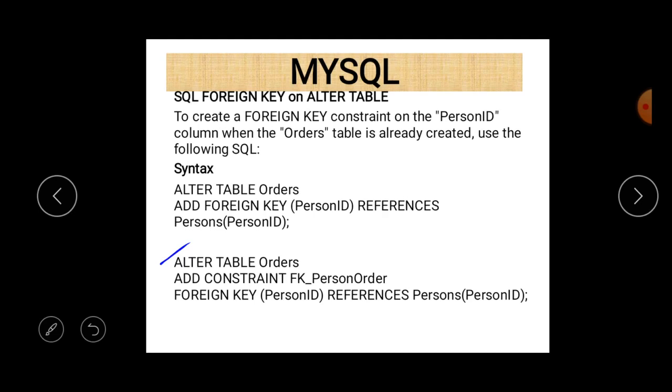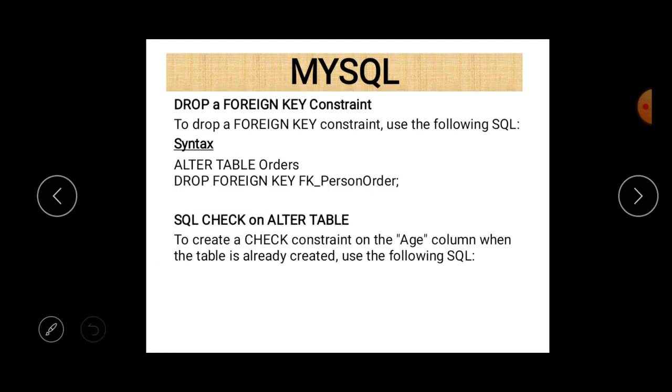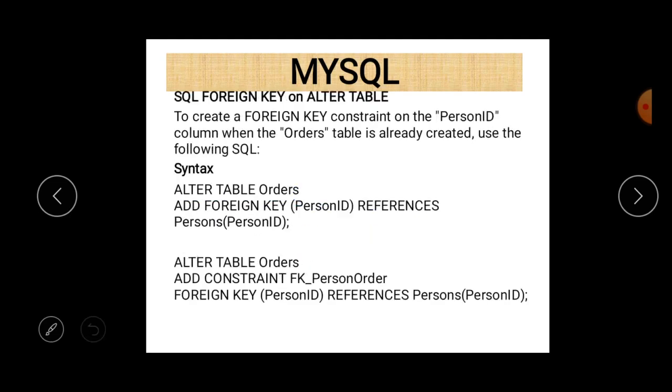We can also create a foreign key using the alter table structure with this syntax. Here we give the name of the constraint, and the name of the constraint is fk person order, and then foreign key is person id, and the references is persons dot person id. Now if you want to delete that foreign key, we use drop foreign key and the name of the foreign key. You can easily see that the name of the foreign key is fk person order.